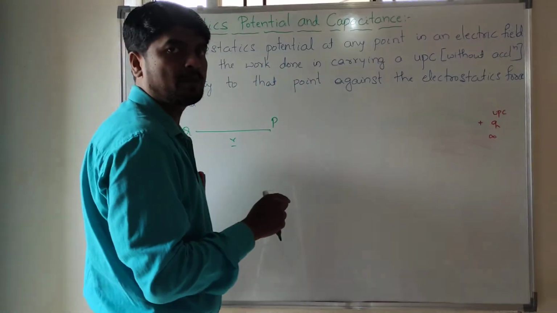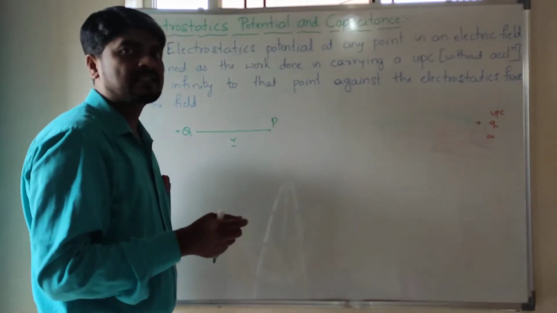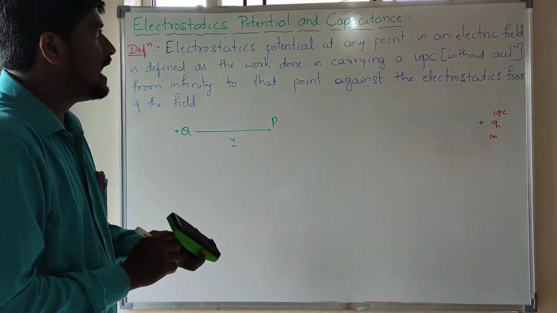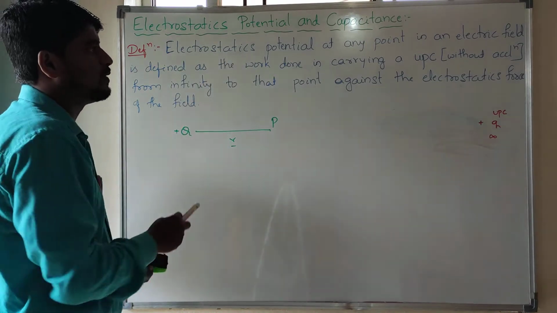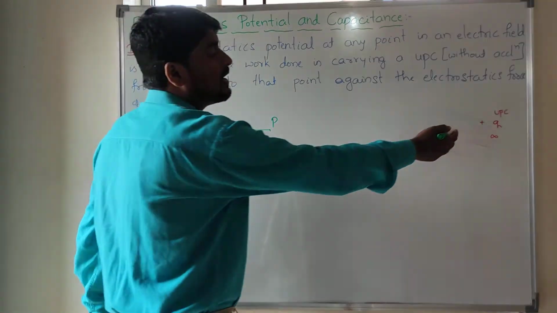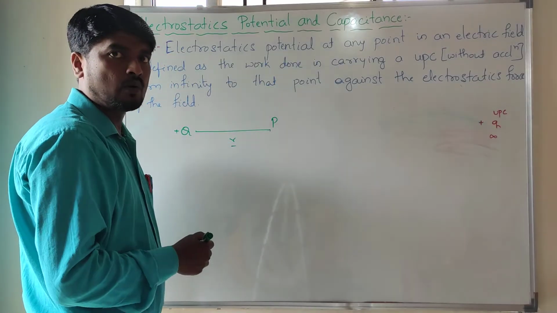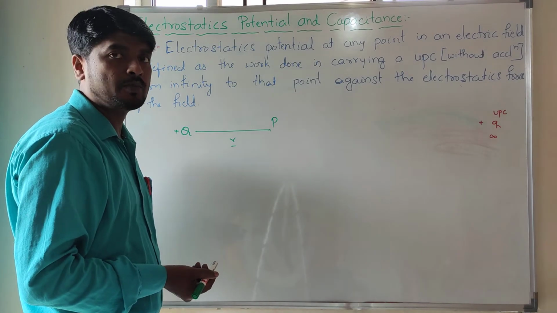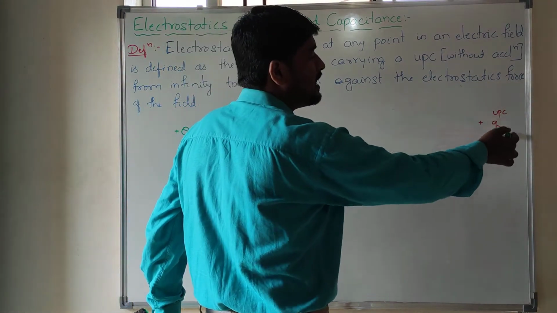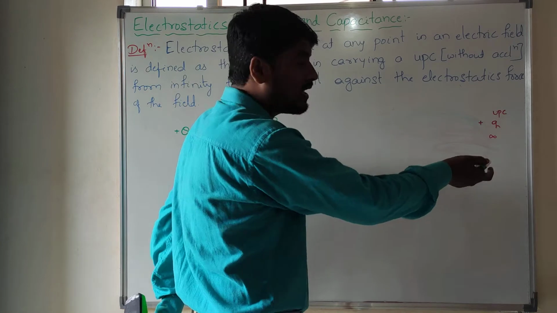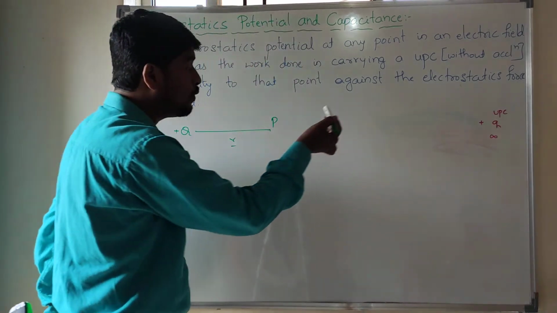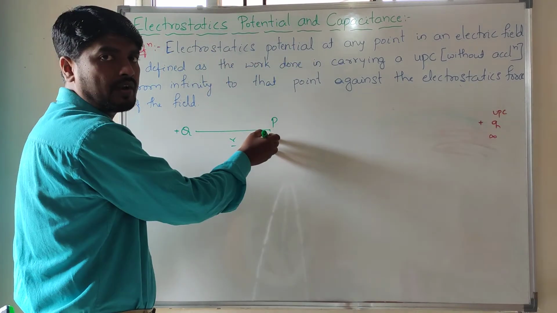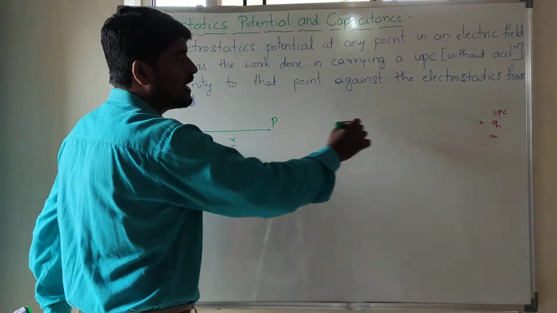Hence, work has to be done, and that itself is termed electric potential, as explained in the definition. What have I done here? Work has to be done. Under what condition? In bringing, in carrying the UPC. From where are we bringing it? From infinity. To where? To that point. How are we bringing it? Against the electric field.